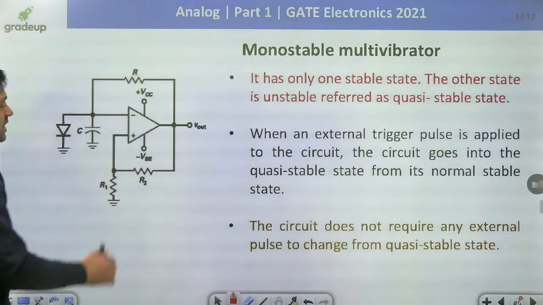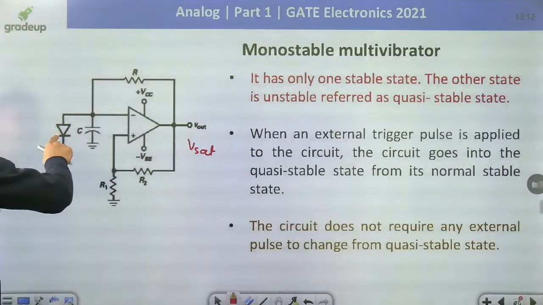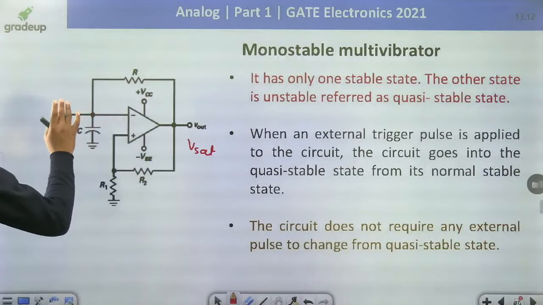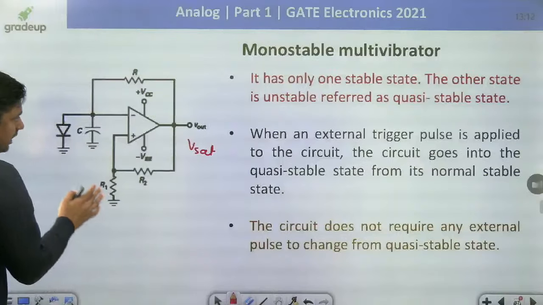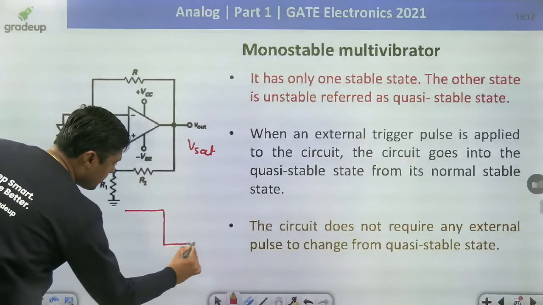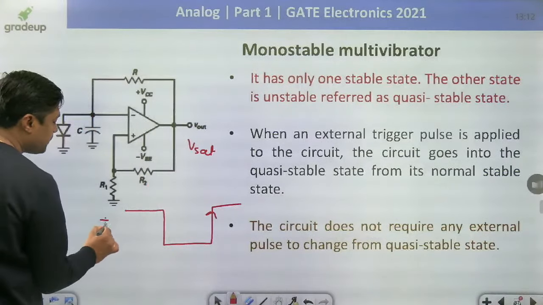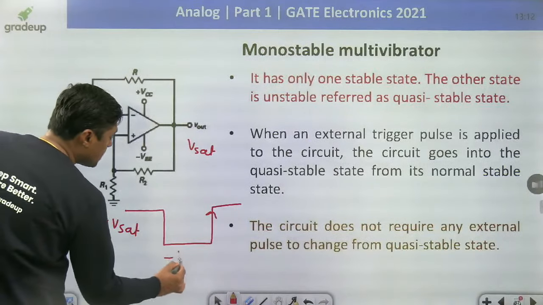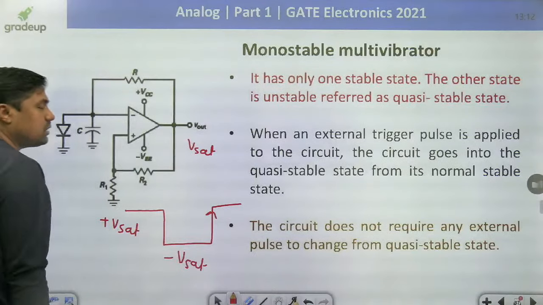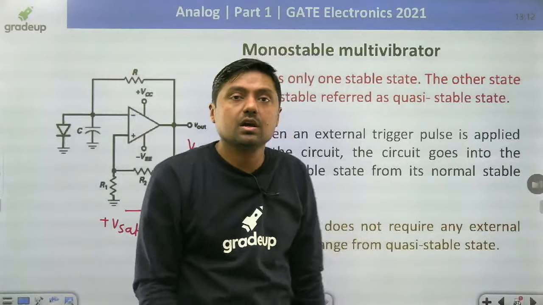Always remember, during the stable state, the output will be plus Vsat. Because of this Vsat, this diode is on, the capacitor will not charge and the circuit will remain in the stable state. When we give the trigger, the output will switch from plus Vsat to minus Vsat. After some time, automatically it will switch from minus Vsat to what? Plus Vsat. And that's why plus Vsat is the stable state, minus Vsat is the quasi-stable state.